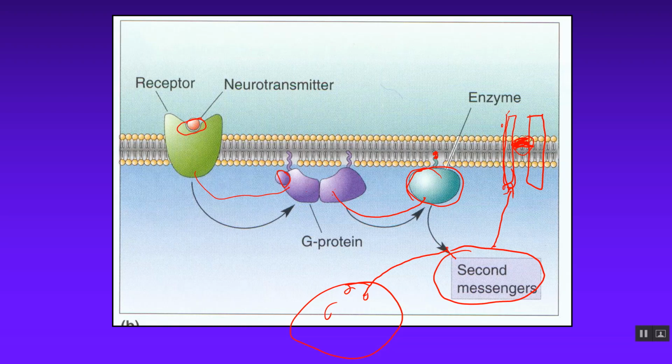Is that helpful? Does that make sense? So the G protein is the first messenger, then it activates an enzyme which creates another molecule that's the second messenger, okay?